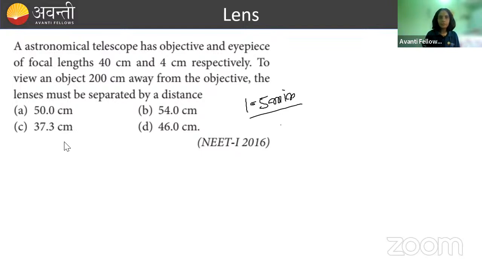See here carefully what is given. Object distance is given. While reading telescope, we have kept the object at infinity. But if in the question it is given that the object distance is this, then we must solve accordingly. Okay. So solve accordingly.